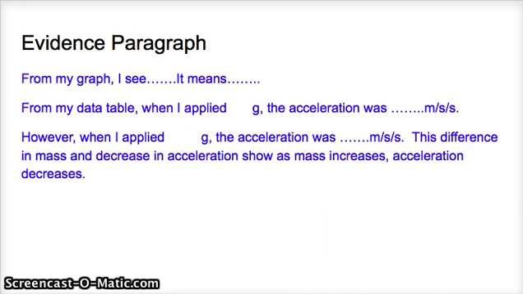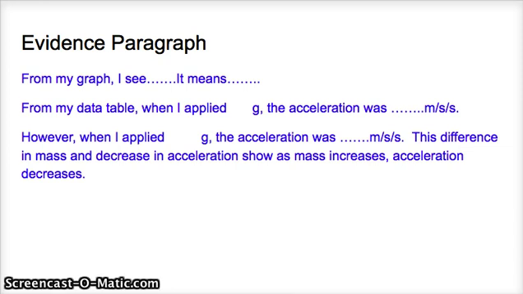So here's what you should be writing. From my graph, I see, what did you see, right? This is where you're adding your I-squared statement and what it means. Also, you should say, from my data table, when I applied however many grams, this is the smallest amount, the acceleration was, you have to include this. However, when I applied, this is the largest amount of pennies, and the grams, the acceleration was, and you have to include that.